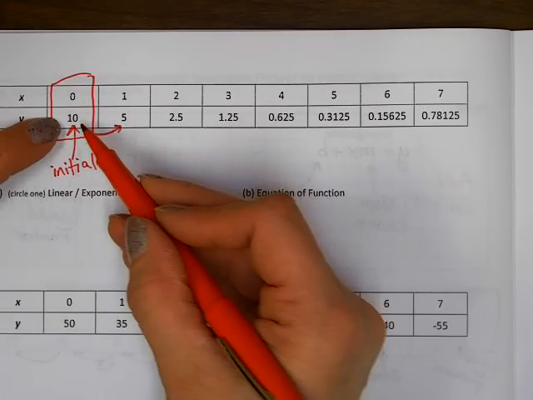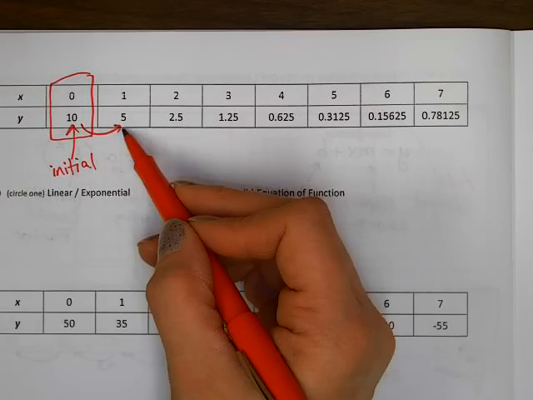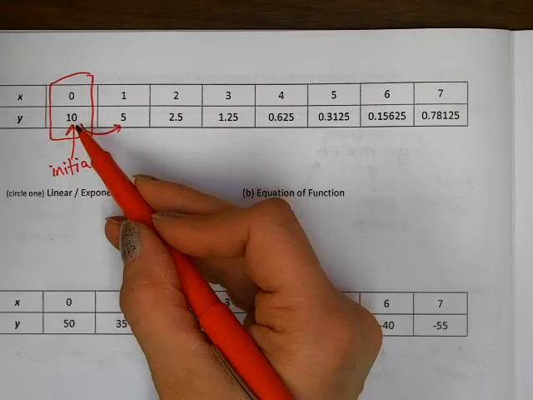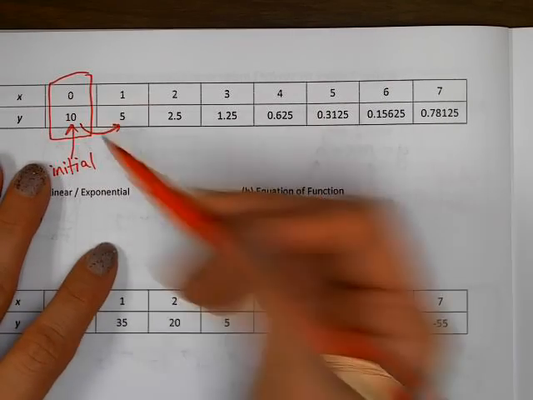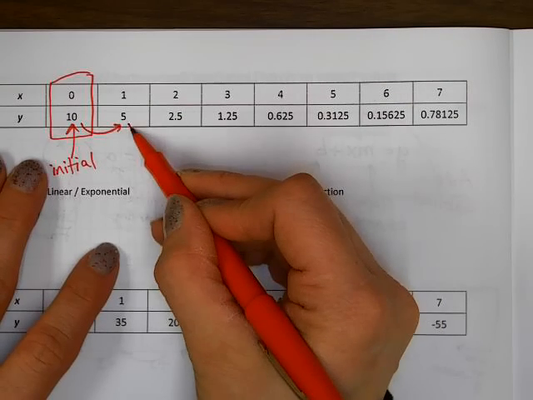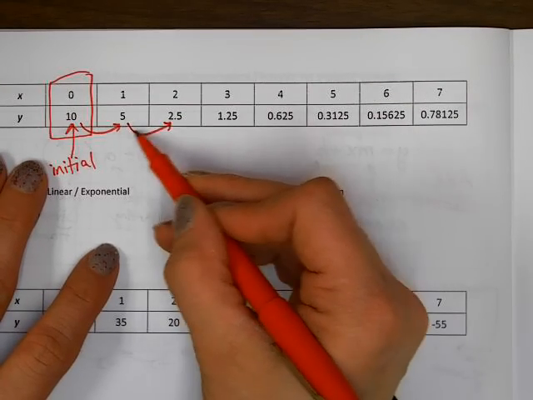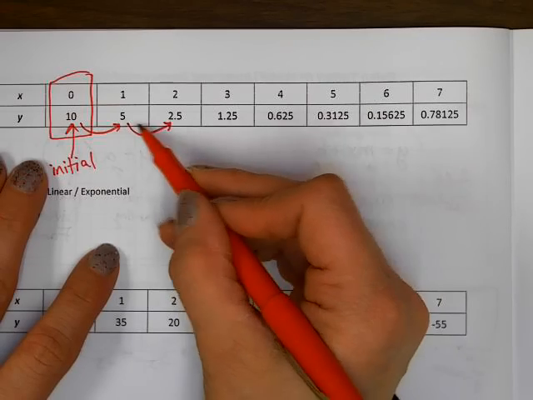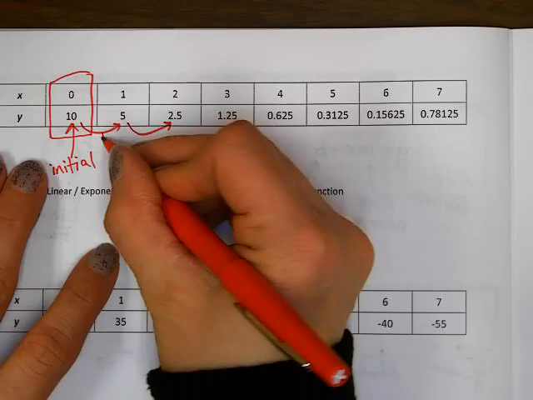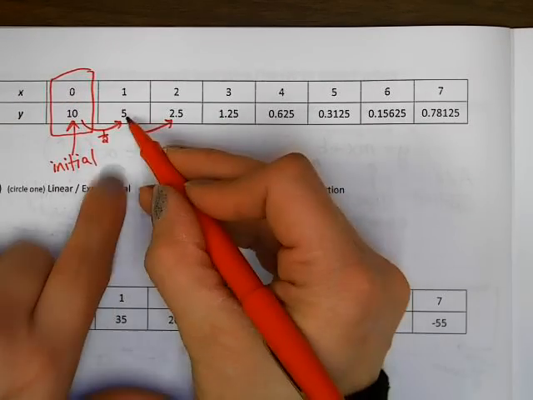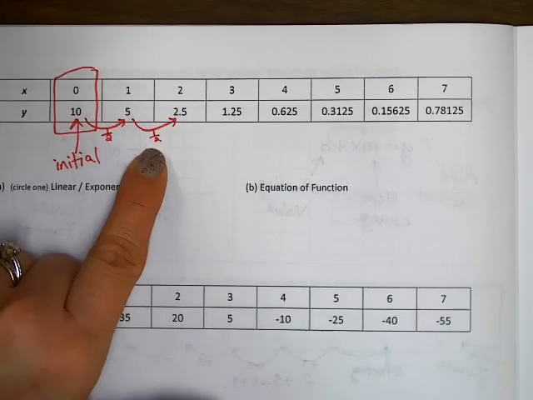The question is, did they subtract to go down, or did they divide? Right here, is it minus 5 or is it divide by 2? I don't know, let's look again. 5 became 2.5. So that doesn't look like subtract. This looks like they're chopping it in half. Half of 5, is that true? Half of 5 is 2.5.